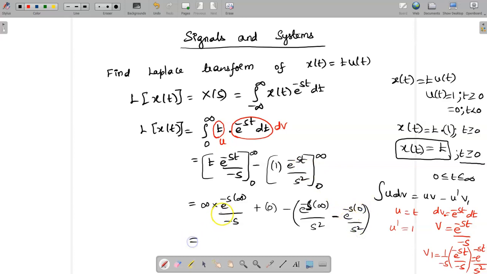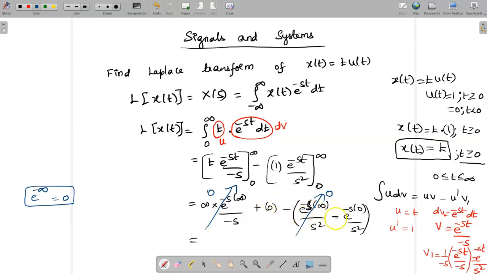Anyway, this is infinity, but what is this value? s into infinity is infinity. So I will write here e power minus infinity. What is e power minus infinity? It is 0. So this term completely becomes 0. Similarly this term also: s into infinity is infinity, e power minus infinity is 0, so this term also becomes 0. Already the second term is 0, so the first term and the second term are 0.